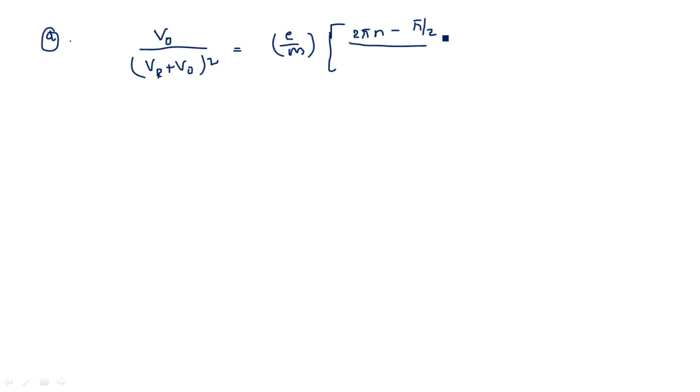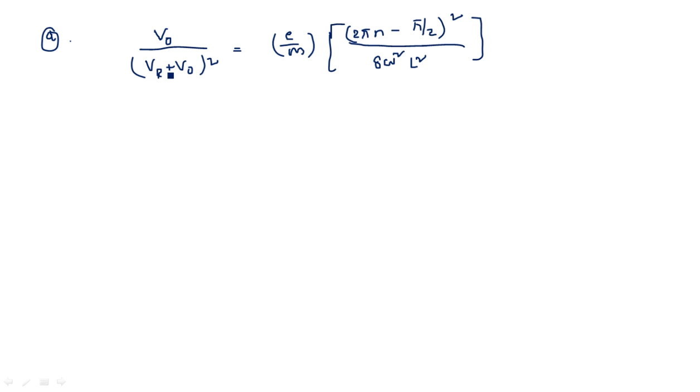So now in the case of the first one, the formula is the relation between the anode voltage and repeller voltage: (V0 / (VR + V0)) whole square is equal to E by M, a standard value, times (2 pi n minus pi by 2) whole square, divided by 8 omega square L square. Okay, so now this is the formula.